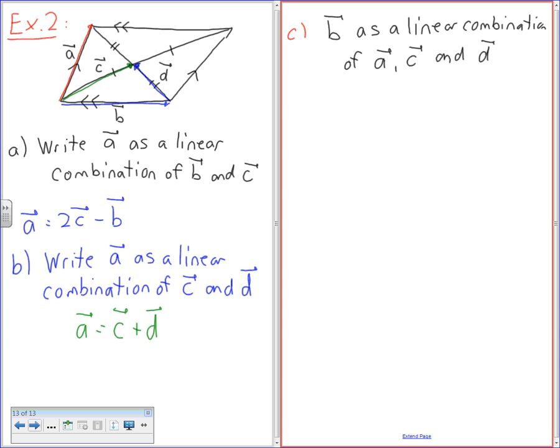Okay, so what I'd like you to do is to write B as a combination of A, C, and D. There's a few different ways you could do this. Can anyone think of a way I can make B out of A, C, and D? There's many different ways you could do this. C plus D minus A. So if I'm going here, C plus D minus A, I'll take you back.